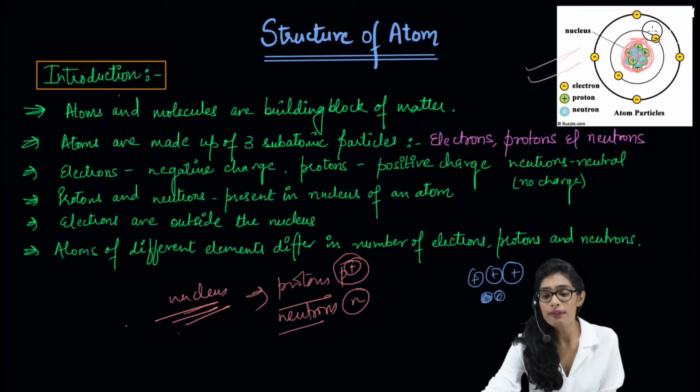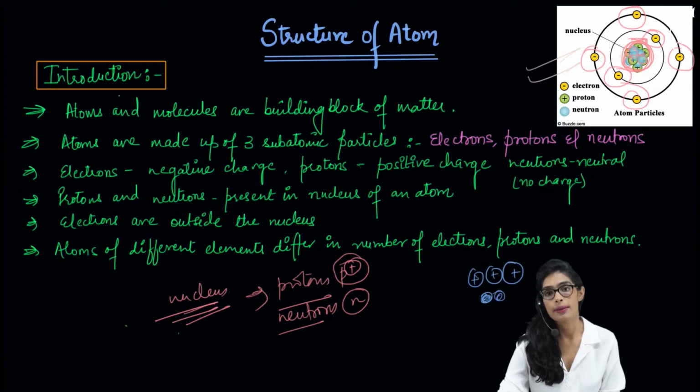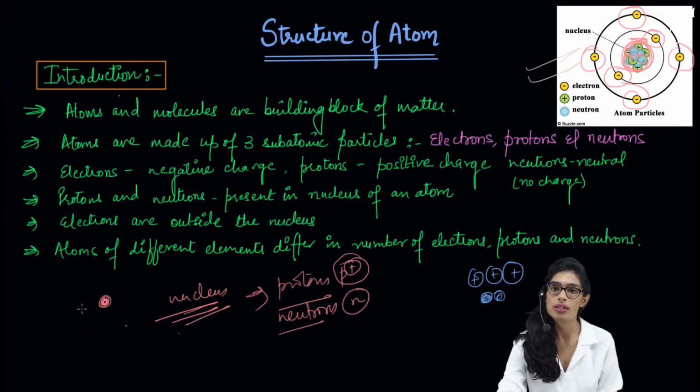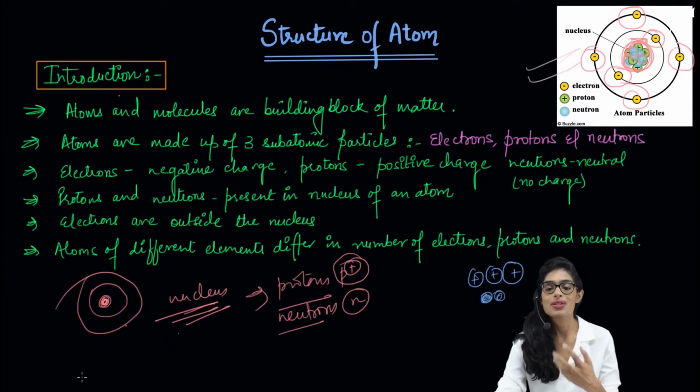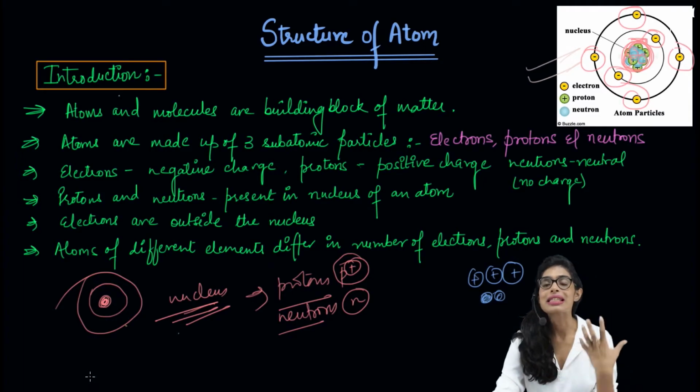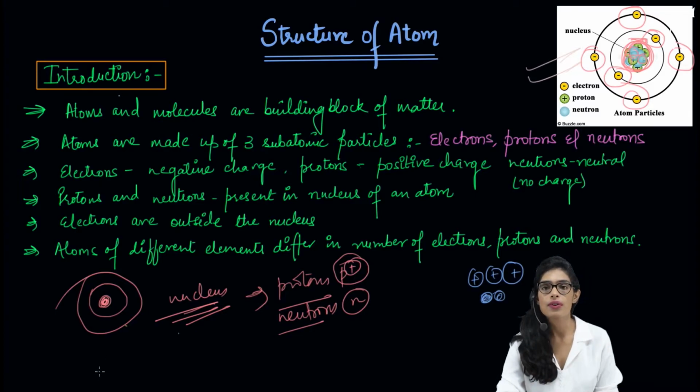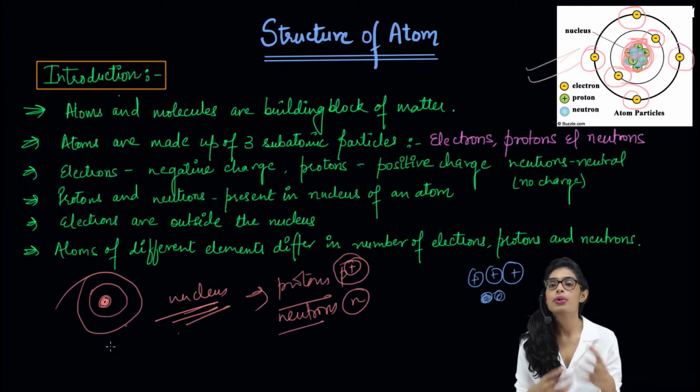And then your negatively charged particles, which are electrons, revolve around that nucleus, the same way you have the sun in the center of the solar system and the planets revolve around it. A similar structure was proposed by the scientists when the structure of the atom was first discovered. This is how the structure of the atom was explained.